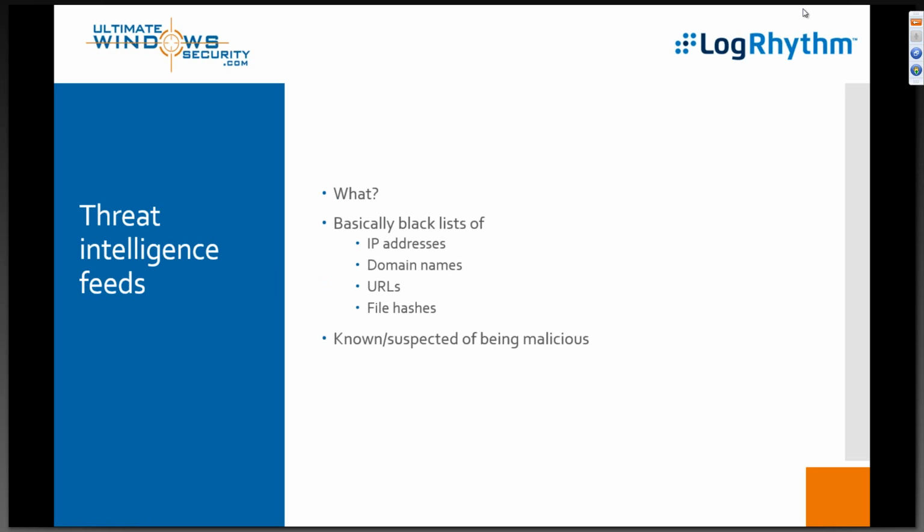So threat intelligence feeds, first of all, what are they? Basically, they're a blacklist of IP addresses or domain names, and then to a smaller degree, URLs and file hashes that are known or suspected of being malicious.